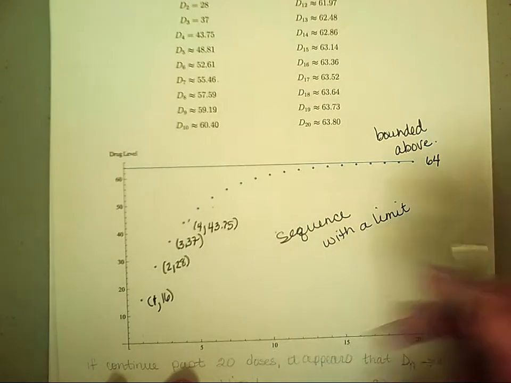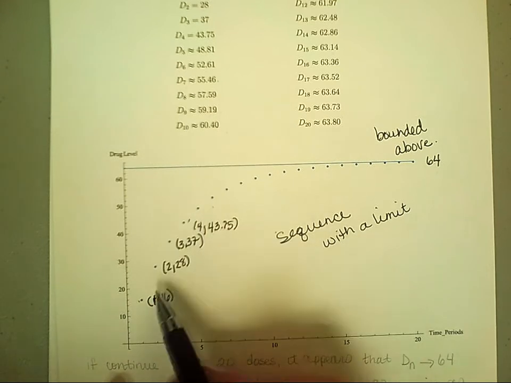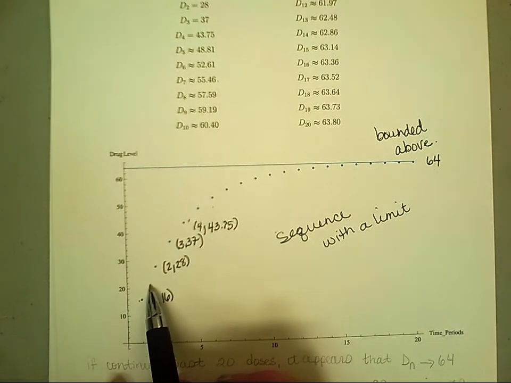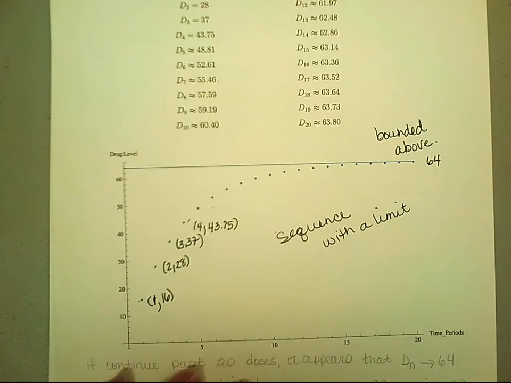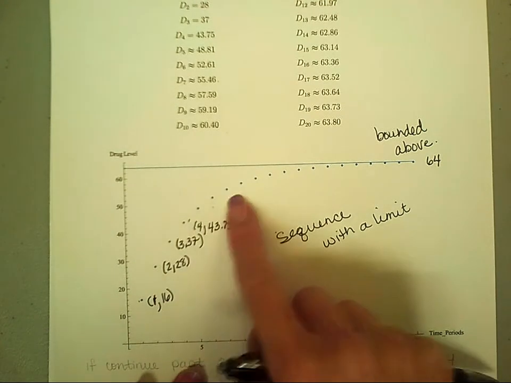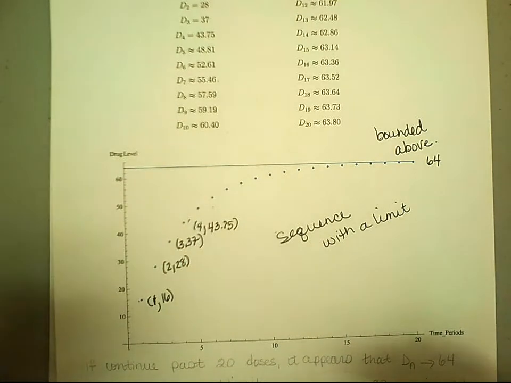Okay. Now notice I didn't connect these dots because these are actually what we call discrete. I don't take a 1.5 dose. I take my first dose and then I take my second. Okay, so these are not connected. But these numbers appear, if we graph them, to be bounded. Okay. So a sequence then is just a list of numbers.